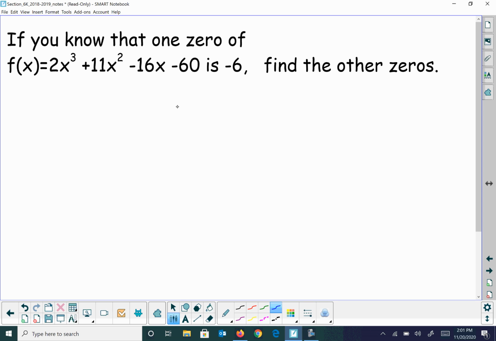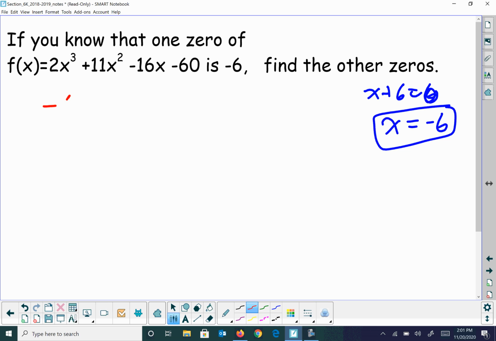All right, they tell us that negative 6 is one of the zeros, so that we know that x plus 6 is that. So I have 0, x equals negative 6. That's definitely a solution, a 0. So I'm going to divide negative 6 into that. So I get 2, 11, negative 16, negative 60.